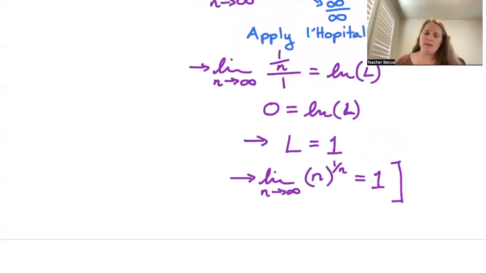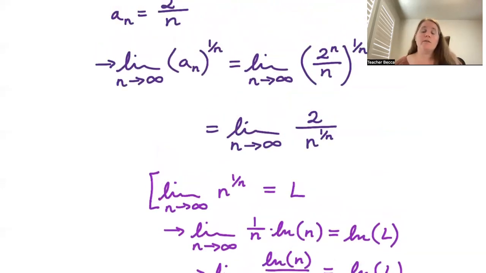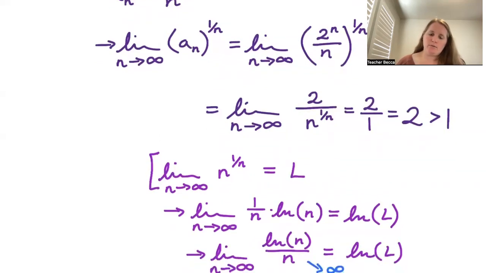So we can put that back in our original statement. That means that our original limit as n goes to infinity of 2 over n to the 1 over n should just be equal to 2 over 1, otherwise known as 2. So since this is greater than 1, we have that our sum from n equals 1 to infinity of 2 to the n over n must diverge.